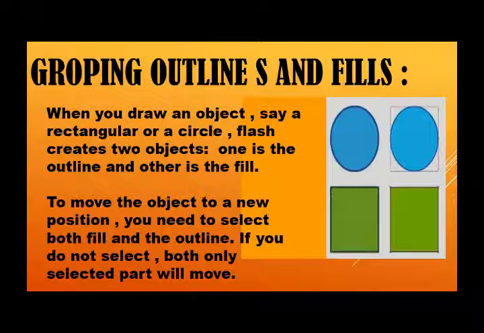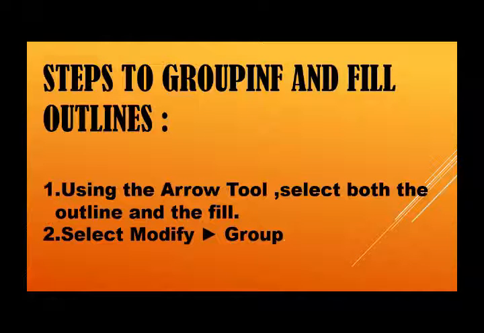Now moving on to the steps, how can we group our outline and fills? So these are the steps to group the outline and fill. Using the arrow tool, select both the outline and the fills. Then you have to select Modify, Group. In this way, you can change the outline and the color of your image. Not only the outline, the fill color is also changed.